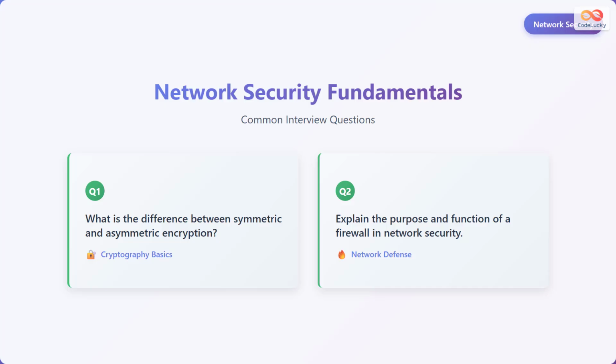The second question focuses on firewalls, which act as barriers between trusted internal networks and untrusted external networks. Firewalls examine incoming and outgoing network traffic based on predetermined security rules, blocking or allowing data packets accordingly. They can be hardware-based, software-based, or a combination of both, serving as the first line of defense against network-based attacks.